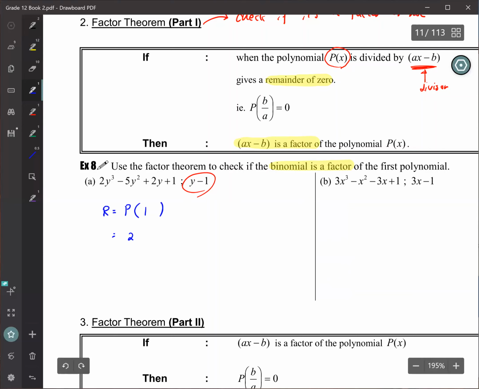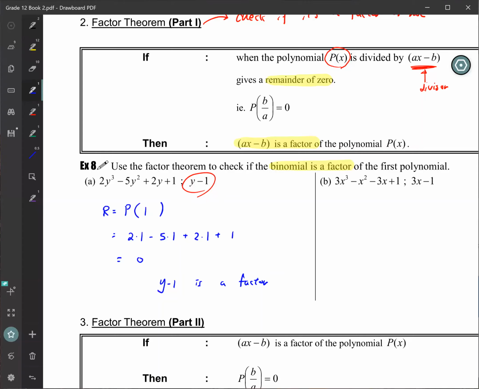So it will be 2 times 1 cubed, minus 5 times 1 plus 2 times 1 plus 1. Okay, so what's the answer here? Tiana, what do you get? 0. Yeah, okay, so that means it doesn't have a remainder, right? So you can say y minus 1 is a factor. If it doesn't equal 0, then it's not a factor.